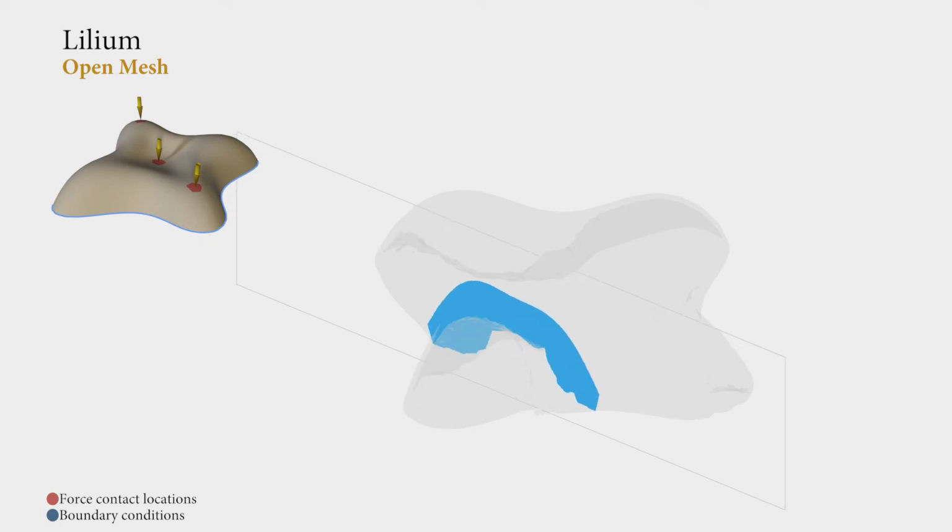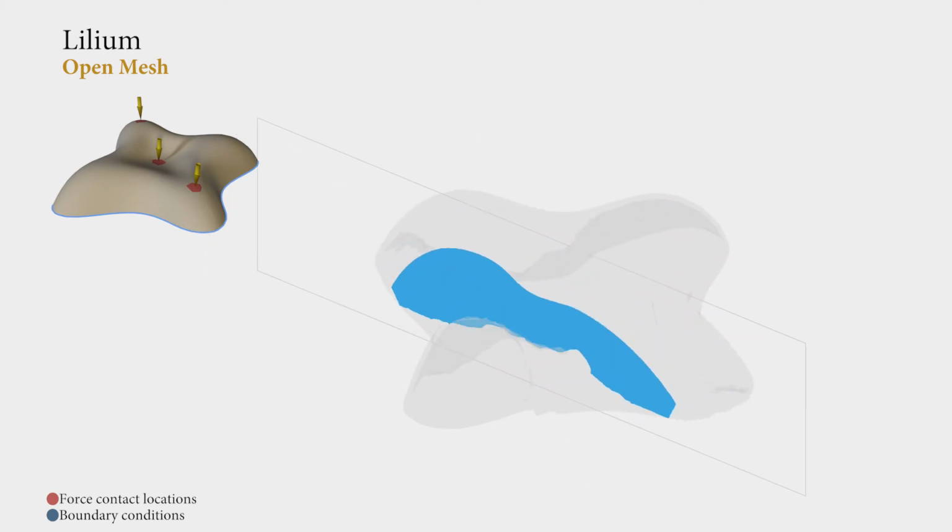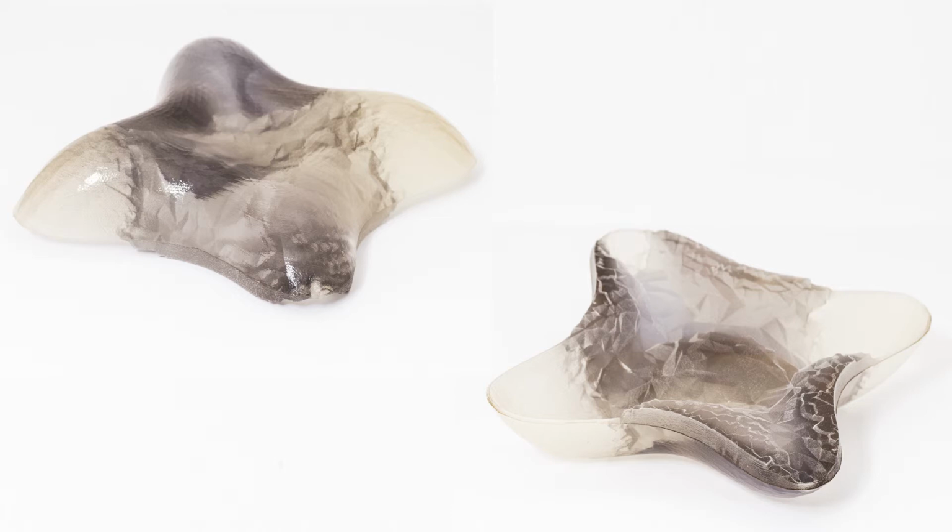Our method can be used for thickening open surface meshes to generate 3D printable solid shells. The optimized model can be 3D printed directly without further adjustments and withstands the prescribed force configurations.